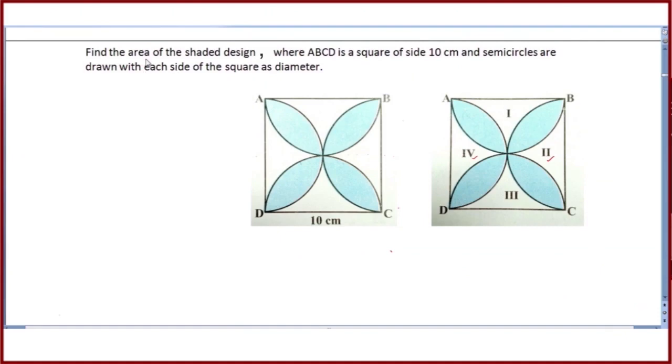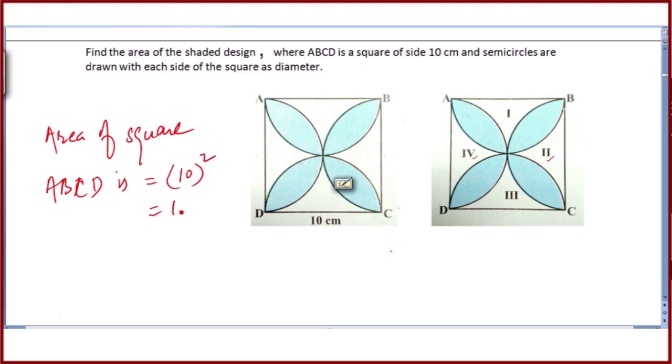Okay, in this question we have a square and these designs, right? We need to find the area of the shaded design in the square ABCD of side 10 centimeter. So square ABCD is of side 10 centimeter. Area of square ABCD is equal to 10 square, which is equal to 100 centimeter square, right? And we need to calculate the area of these designs.